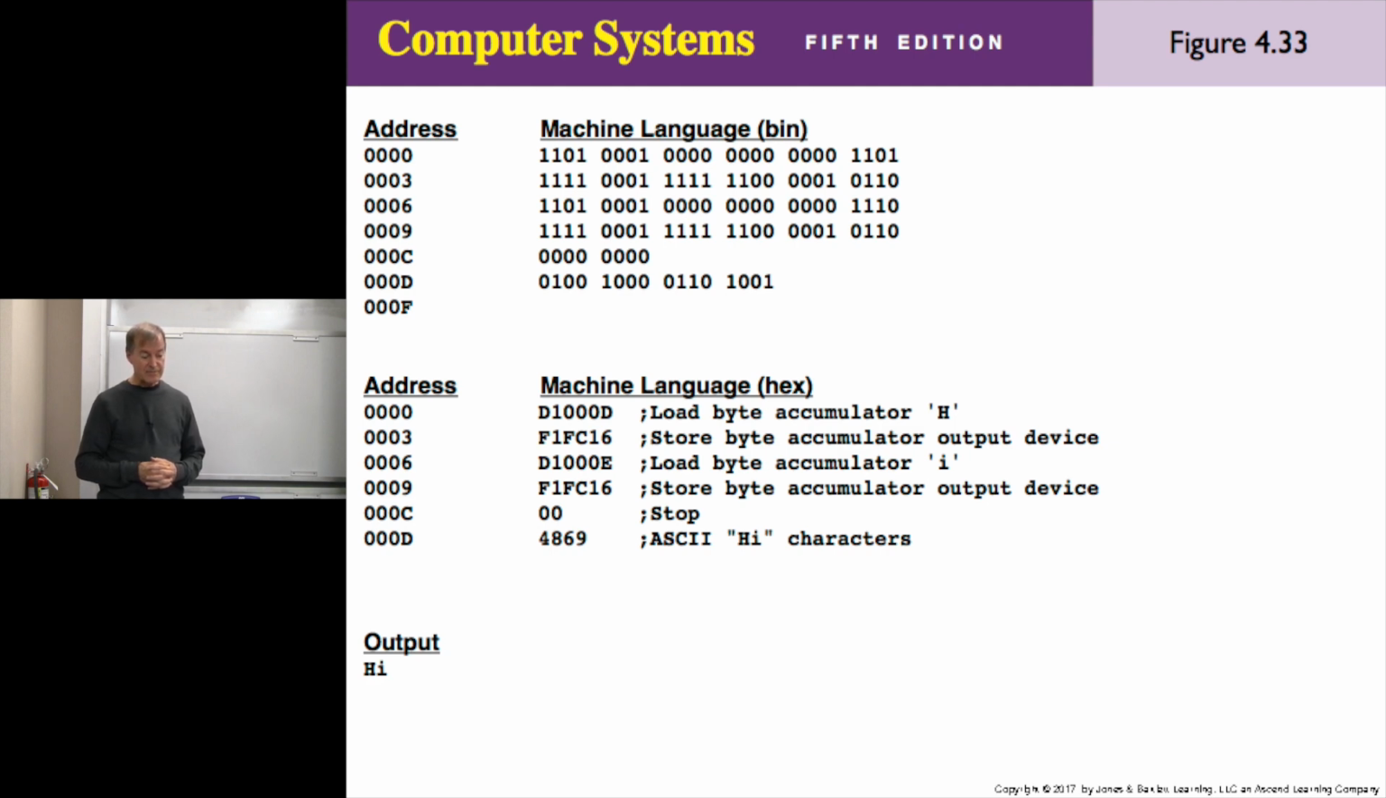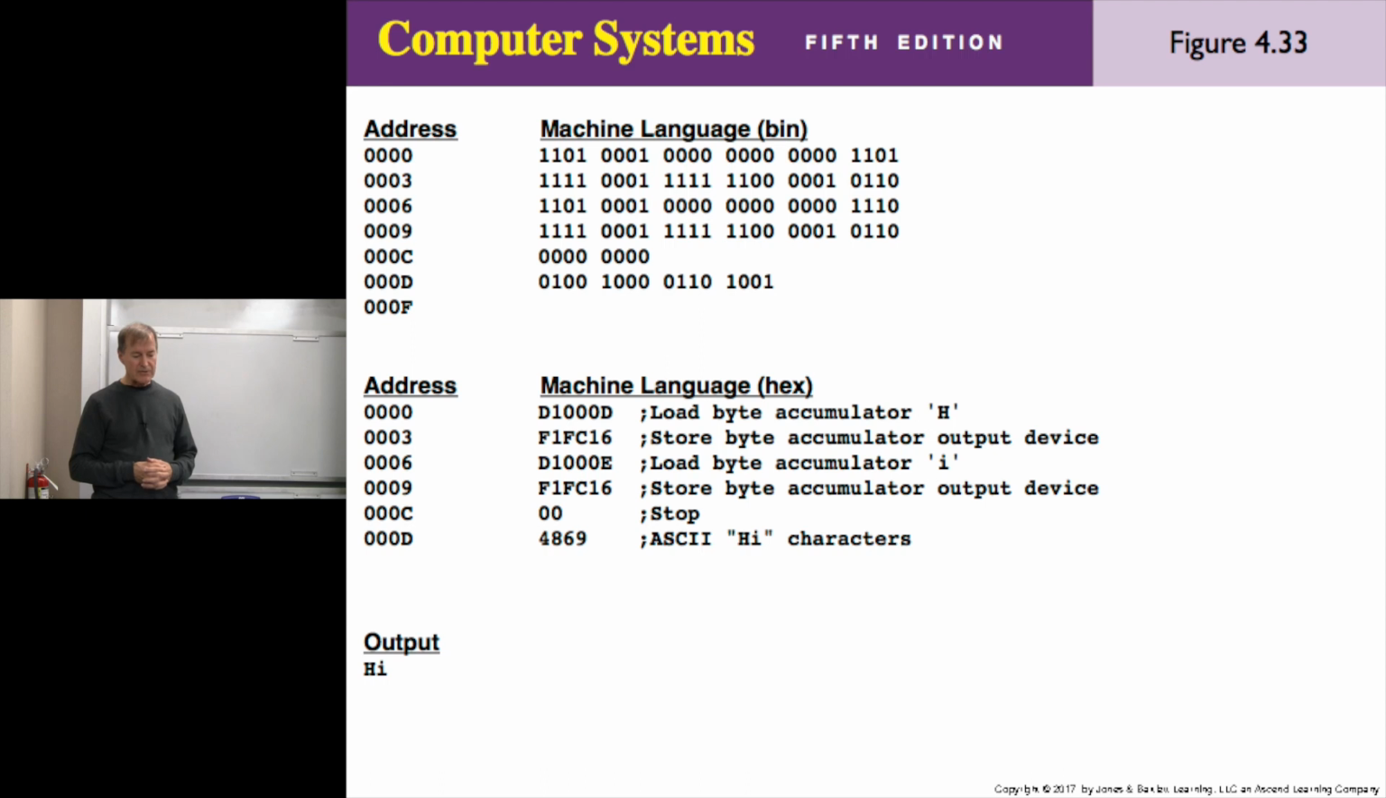And then 0006, oh, sorry, 0003, what is that instruction? F1, what is the F1 instruction? Store byte accumulator. And where is it storing it to? FC16. Now what is that FC16? The output. This is memory mapped input output. Is everybody clear? Okay. And then what's the next instruction?